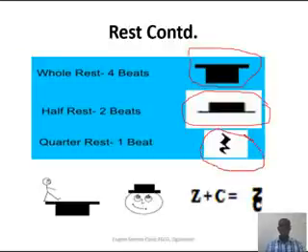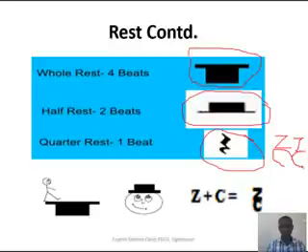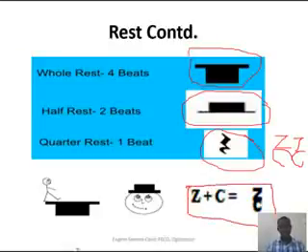You may have challenges in drawing this quarter rest, and it has been illustrated here. If you have your Z and your C, you can combine them together, and that is how to draw it. It's something of this nature. I may not be able to get it very well, but I hope you are going to practice it on your own. So that is the illustration of how to draw it.